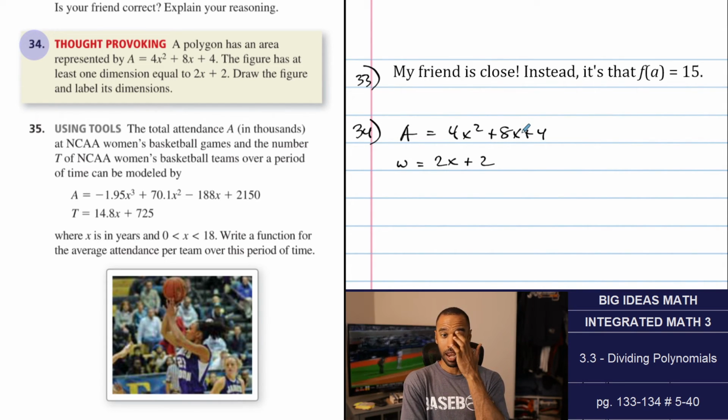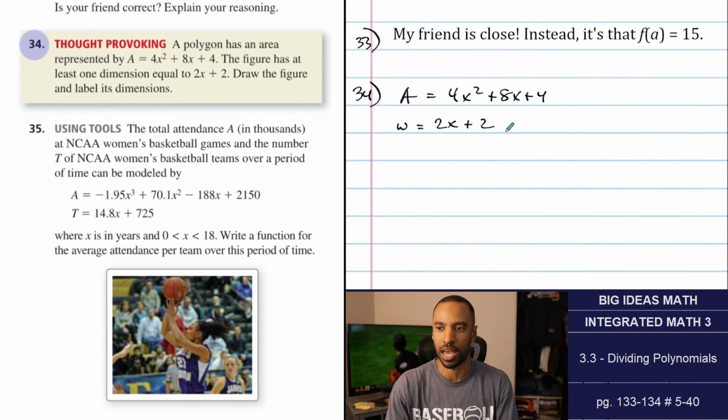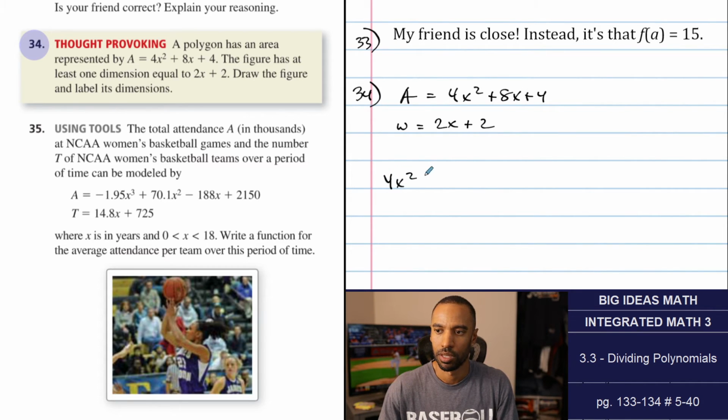They said polygon has an area represented by this. They say thought-provoking because normally those are ones where they say it has a dimension of that. So maybe they do mean it's a rectangle. I guess it could be a parallelogram of some sort. But basically, we got to do a division. We got to do this divided by that, right? 4x squared plus 8x plus 4 divided by 2x plus 2.